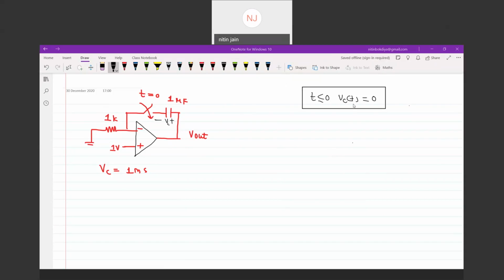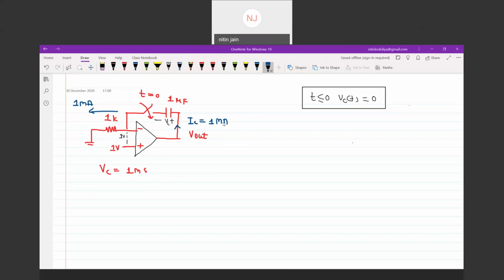Okay, so let's calculate. When the switch is closed, you can say this is one linear circuit. So this voltage will be 1 volt, and this current will be 1 volt divided by 1K, which is equivalent to 1 milliampere. Current in the circuit is 1 milliampere, so 1 milliampere current will flow through this capacitor. IC is equivalent to 1 milliampere.